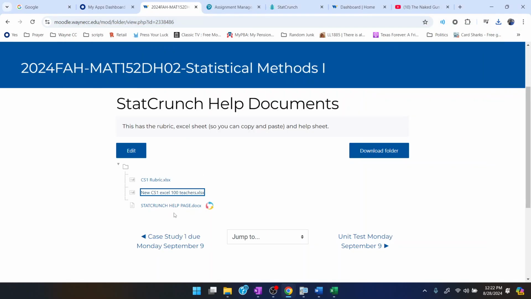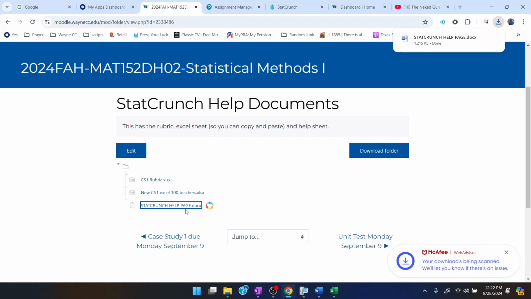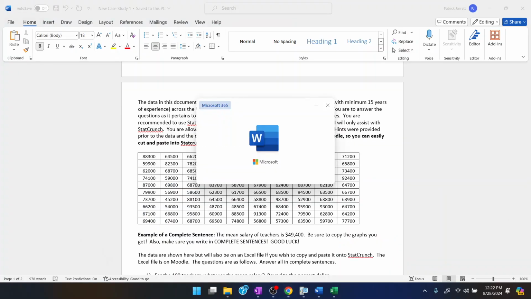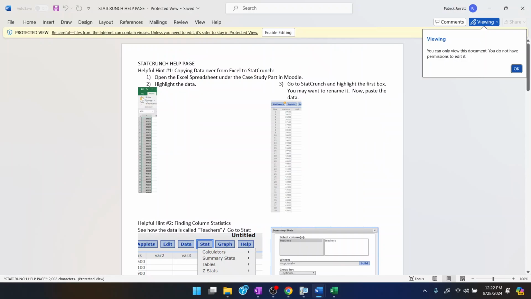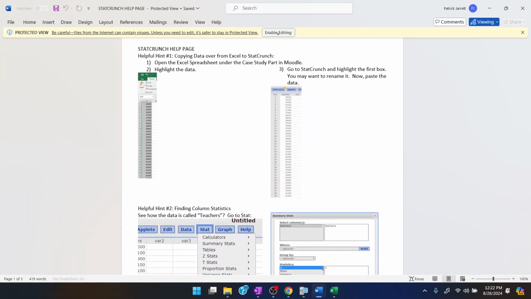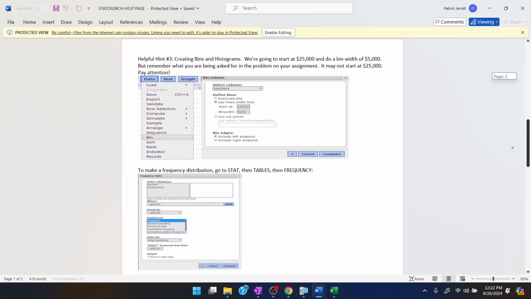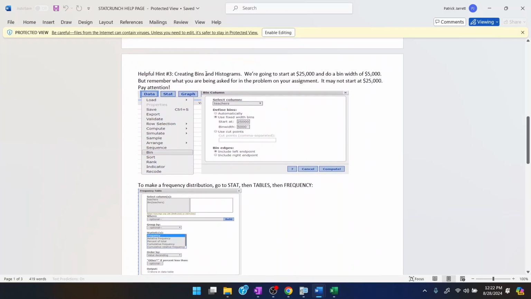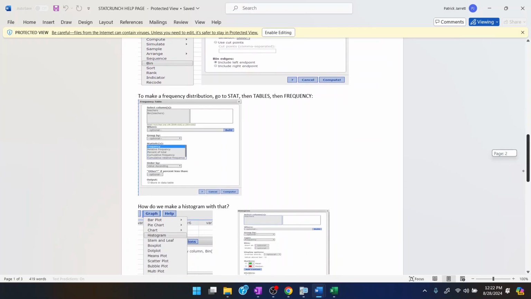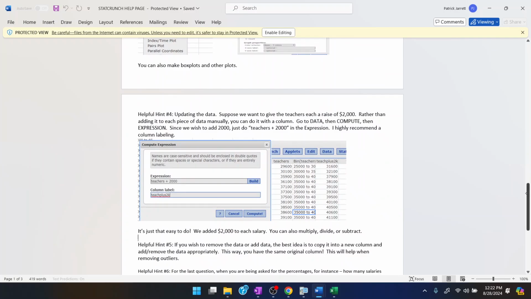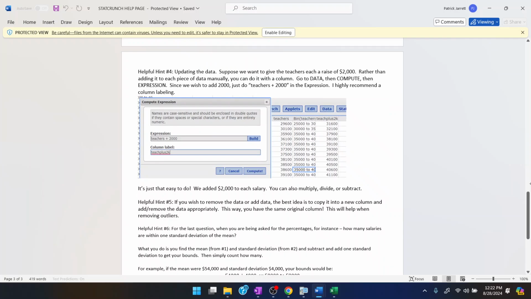But in addition, I made up a StatCrunch help page. This just tells you how to copy the data over from Excel to StatCrunch, and tells you how to do various things. Now, of course, the bins and histograms part is kind of old here. I tell you in the problem where to start. In this case, I think you'll start at 40,000 as opposed to this. And this will show you how to make a histogram. And here's the other thing. There are helpful hints.